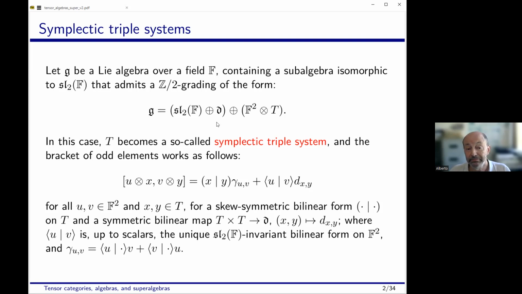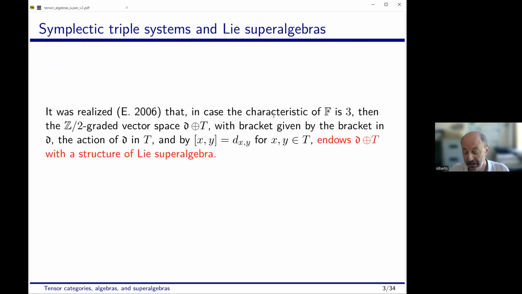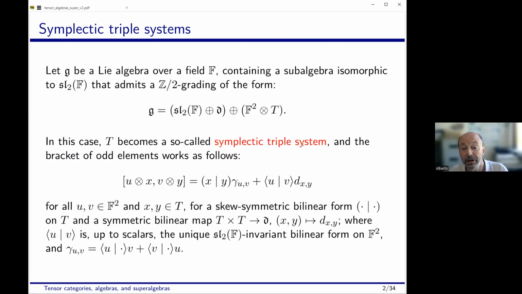And so every time we have a Lie algebra, it may be even infinite dimensional, with a subalgebra isomorphic to SL2 with this kind of splitting, we have a vector space T, which tells us how many copies of the natural module for SL2 appear in the decomposition. And in this vector space T, we have both a skew-symmetric bilinear form and a symmetric bilinear map into the centralizer of SL2. And then, well, these T's are called symplectic triple systems.